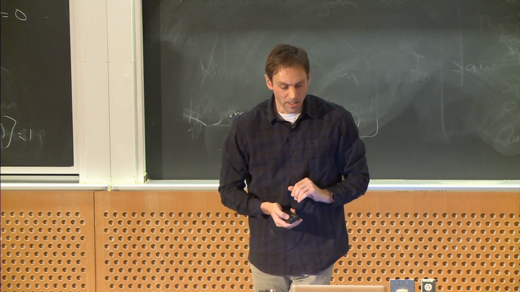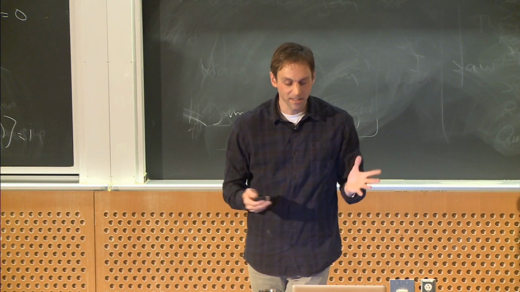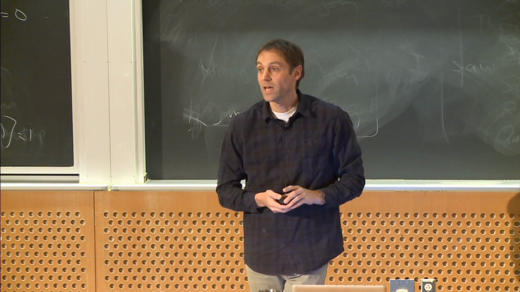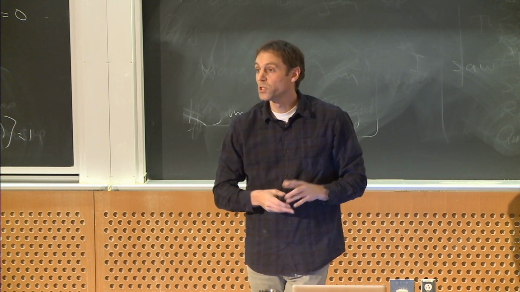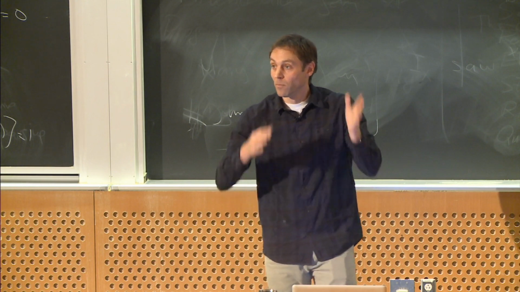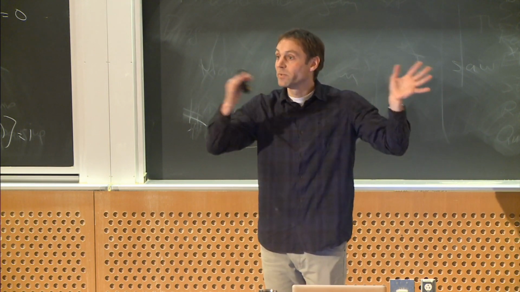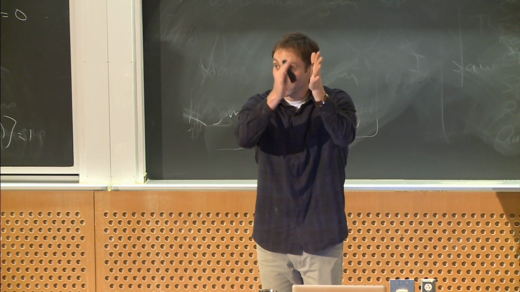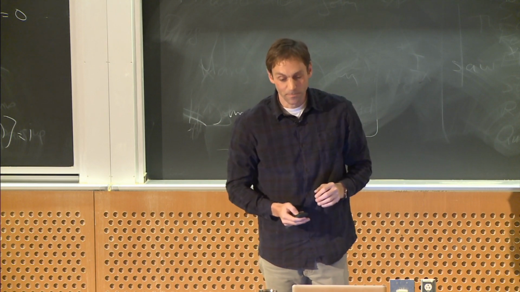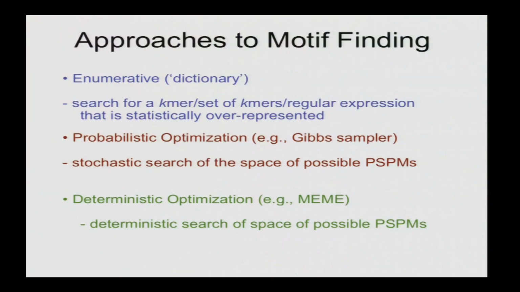And like I said, it's essentially a local multiple alignment problem, right? You want a multiple alignment, but it doesn't have to be global. It can be just local, just over a sub-region. There are at least three different general approaches to the problem of motif finding.